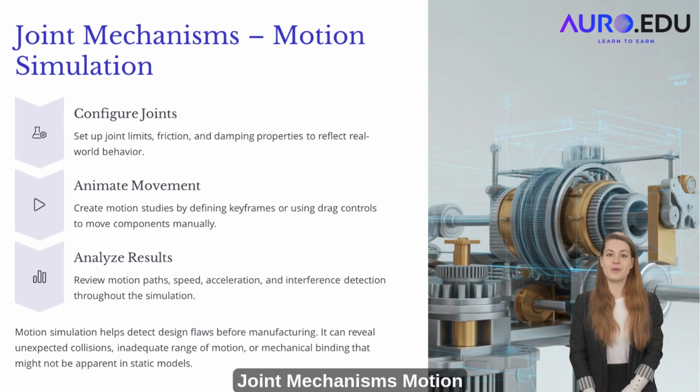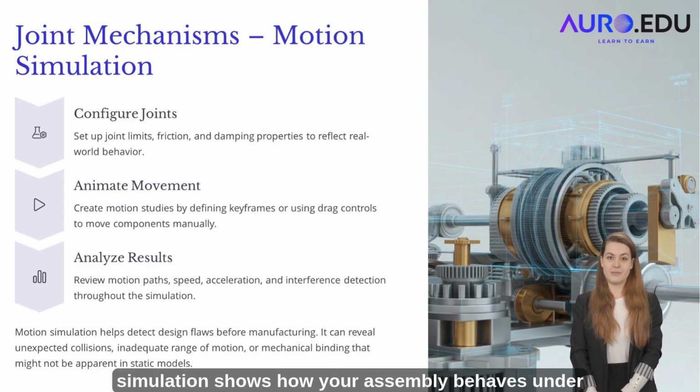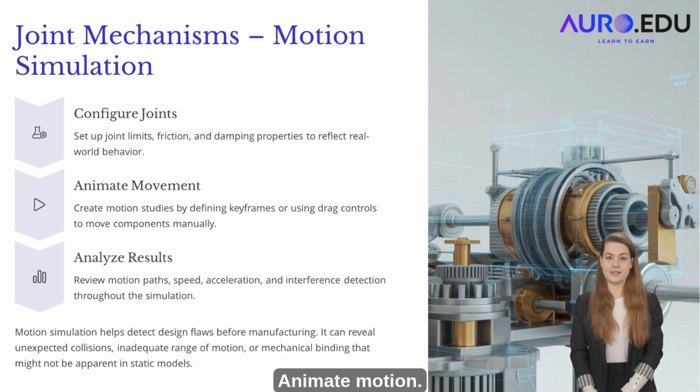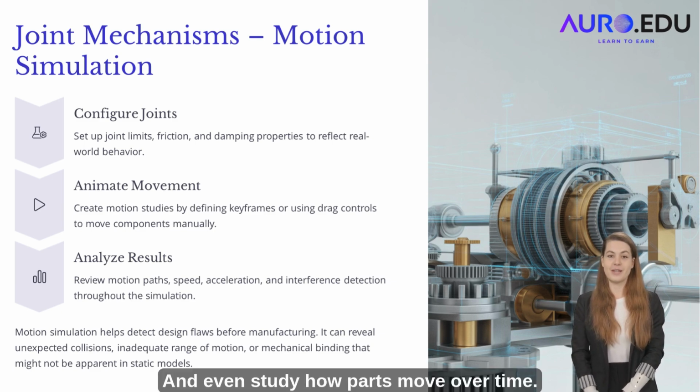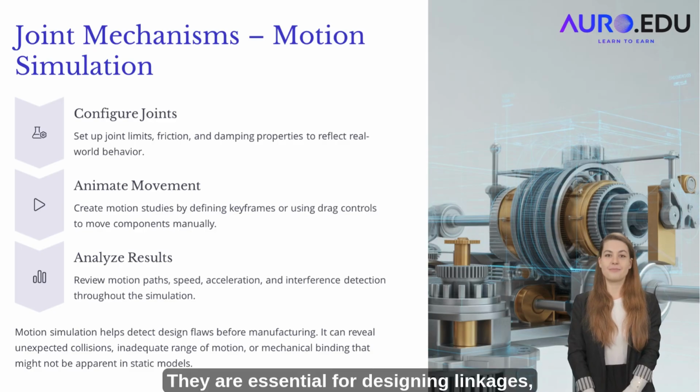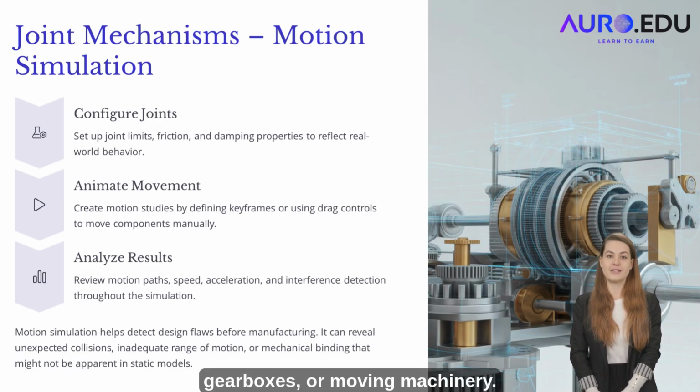11. Joint mechanisms. Motion simulation. Motion simulation shows how your assembly behaves under movement. You can apply limits to joints, animate motion, and even study how parts move over time. These simulations help detect mechanical problems early. They are essential for designing linkages, gearboxes, or moving machinery.